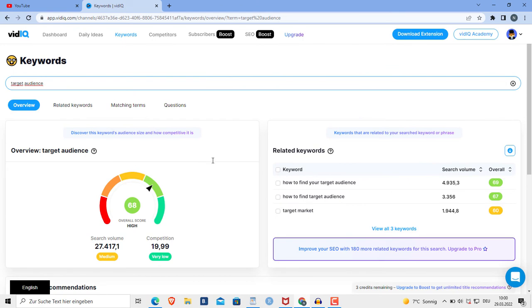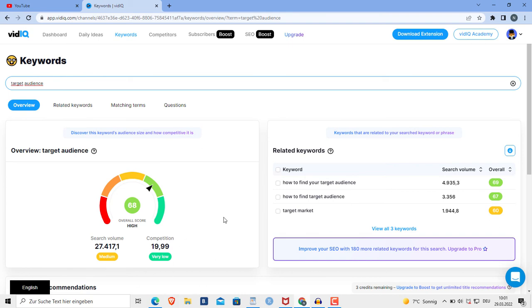And the VidIQ Keyword-Inspector gives us interesting information. There is the search volume, the competition, and the overall score. If the overall score is red, it's a difficult topic. If the overall score is green, it's rather an easy topic. For our keyword, the target audience, the search volume amounts to around 27,000, which is a good audience. And so we can see that there is an audience for our topic target audience.